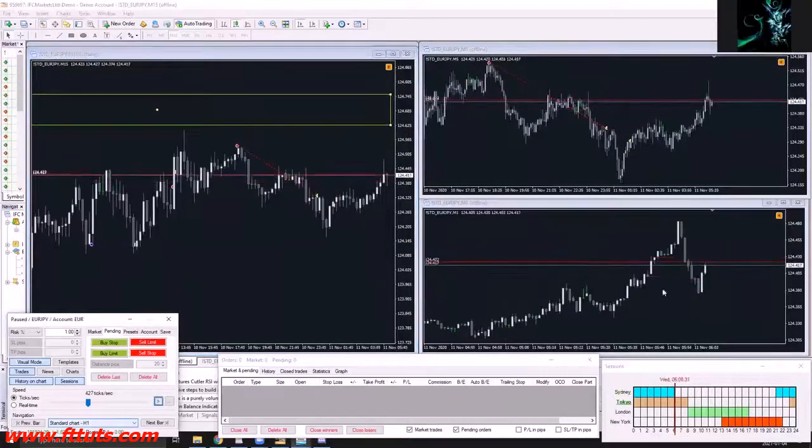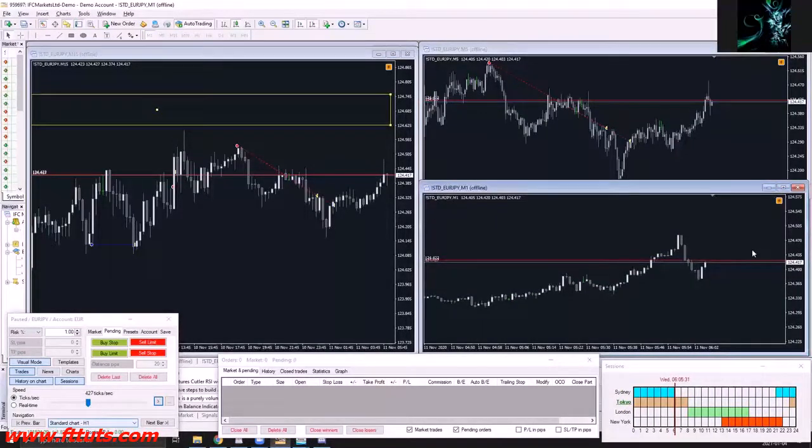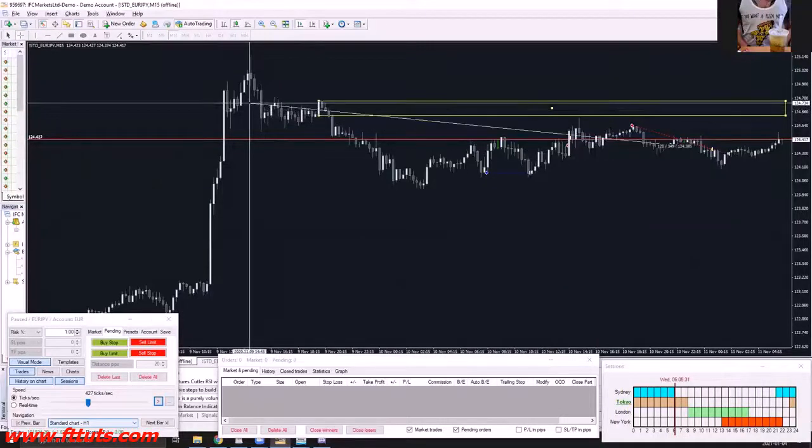EJ does that sometimes, right? It ranges and it just doesn't stop. It's been ranging for about what, 3 weeks now, something like that. We had that big impulse move up, and then it just ranged for the next 2-3 days, right?